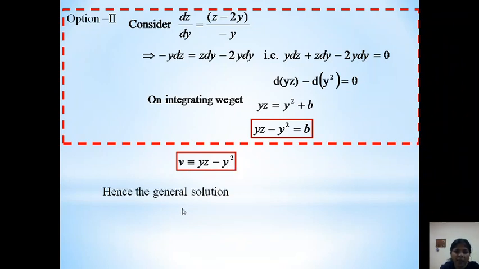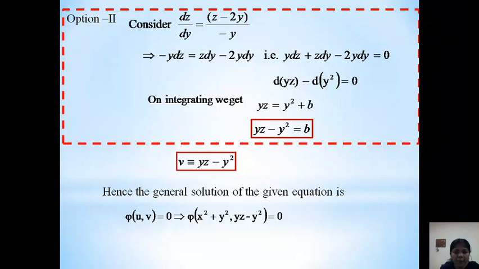So like this we can write the general solution, that is phi of u equal to 0, substituting u and v. So I hope the concept is clear to you all, right? So here in this video lecture we have discussed the first method to solve the Lagrange's auxiliary equation. In the next video lecture we shall discuss the other two methods to solve the Lagrange's auxiliary equation. I hope the method discussed in this video lecture must be clear to you all. So thank you for watching the video.